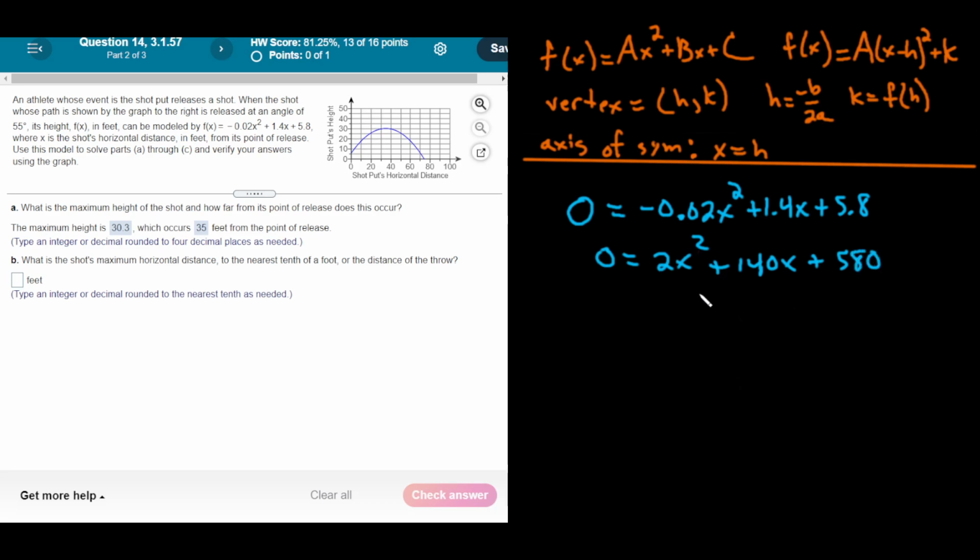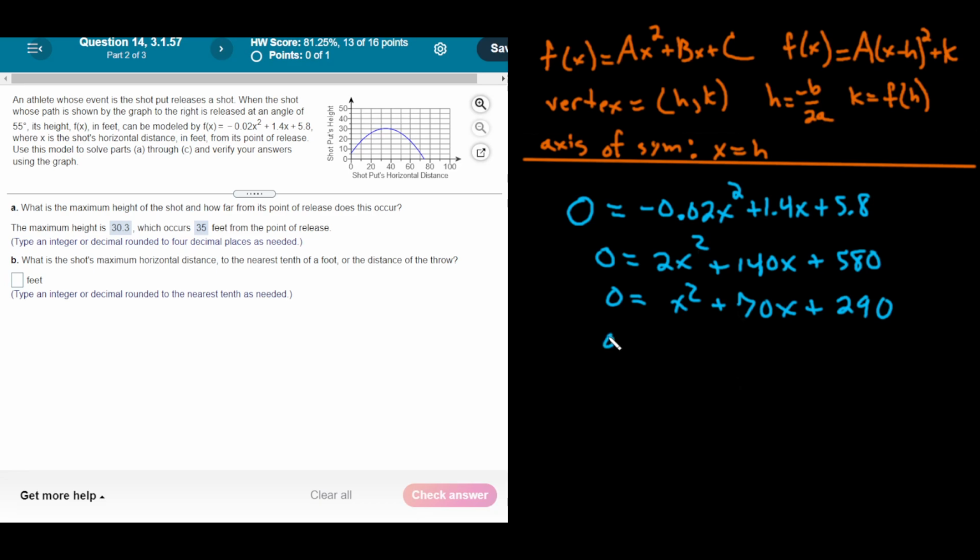Now take a look. What do they all have in common? Can we divide it by some number? Absolutely, we can divide everything by 2. So divide this by 2, you get x squared. Divide this by 2, you get 70x. Plus, divide this by 2, half of 580. What is half of 58? 29. So 290. Now take a look.